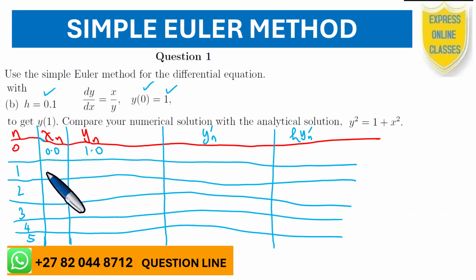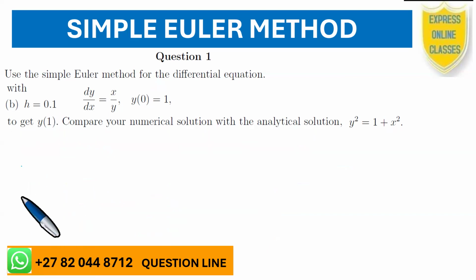Now we move in steps of 0.1. So it's going to be 0.1, then 0.2, then 0.3, then 0.4, then 0.5. But you're still not done because you must get to 1. So let us continue this side. We shall have n, then x_n, then y_n, then y_n primed, and then h times y_n primed.